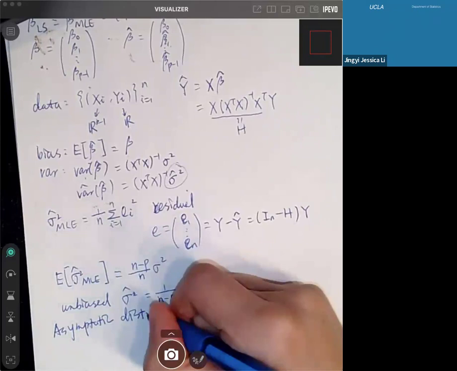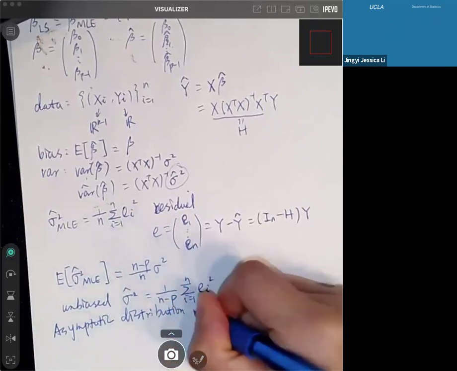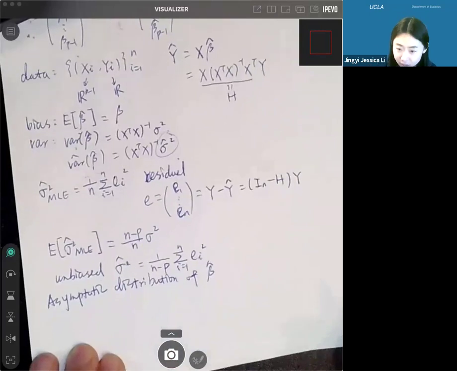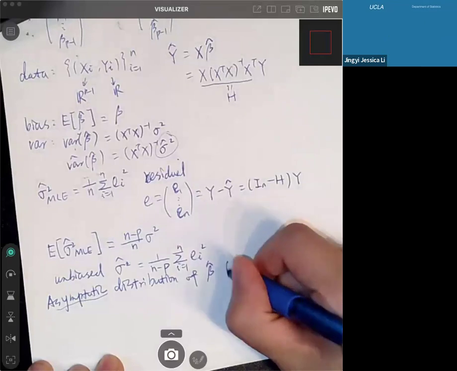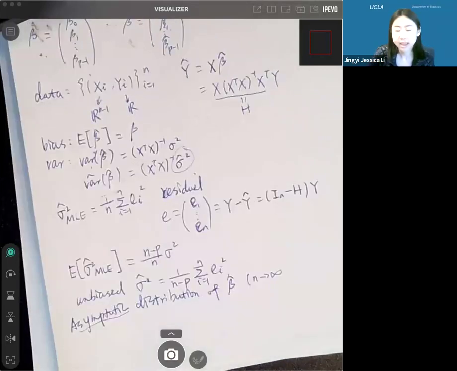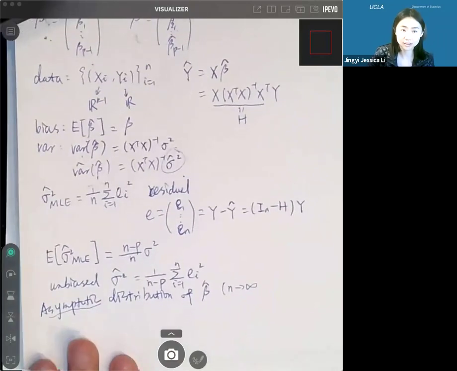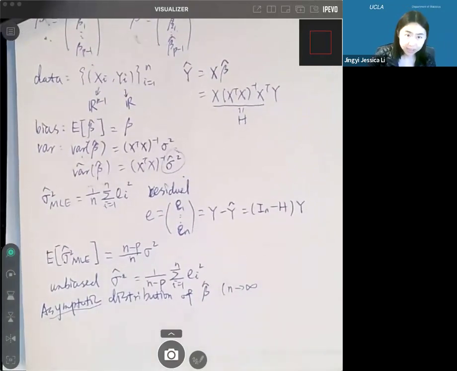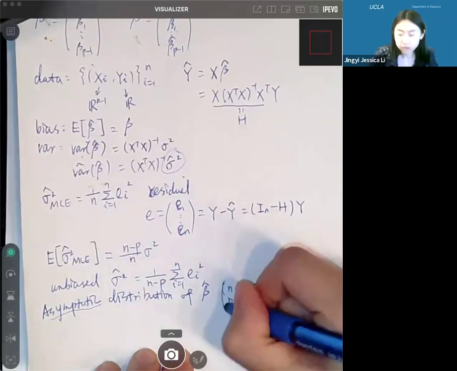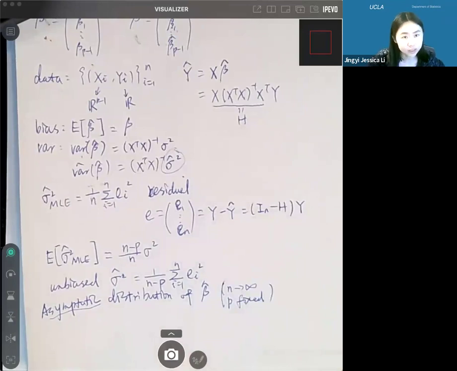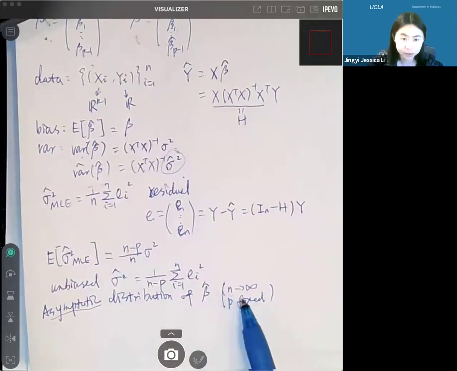Asymptotic distribution of beta hat. By asymptotic, which is a common term used in statistics, we actually mean that n goes to infinity. Okay, and in this class, because we're talking about the classical regression setting, we fix P. So you can see in this setting, when P is considered to be fixed, you're not getting more predictors as your sample size gets large. Otherwise, that's called high dimensional statistics, which is not the topic of this class. You just let your observation go to infinity.